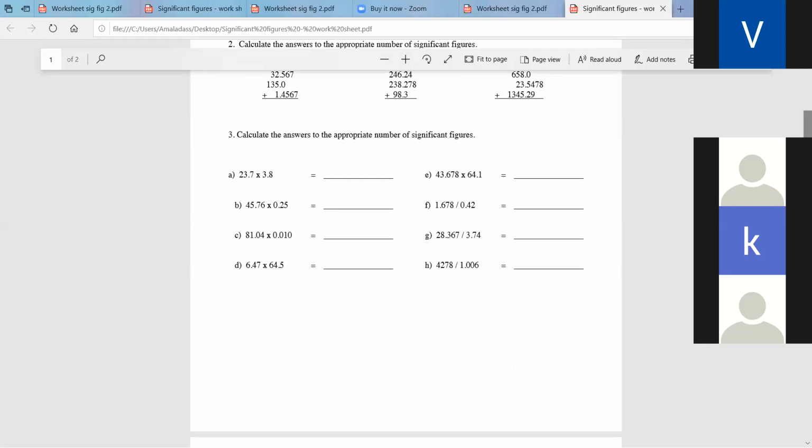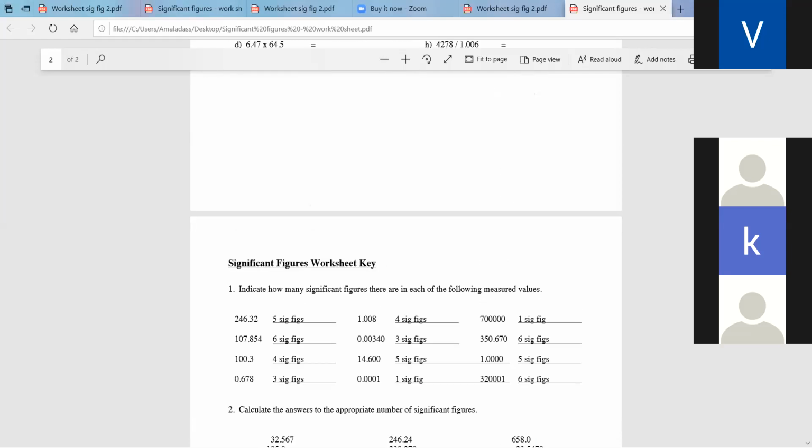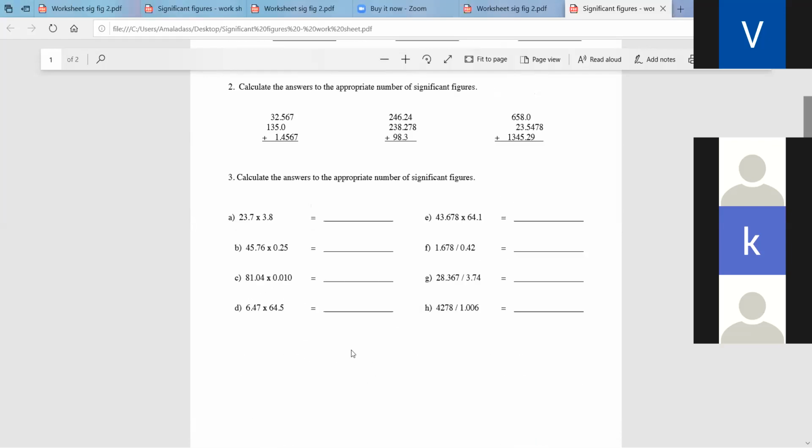Solve the next problem. 45.76 into 0.25. 11.44. So what is the least significant figure here? 2. Answer will be 11, because it's 2 significant figures and the value is also very close to the original value. Okay.